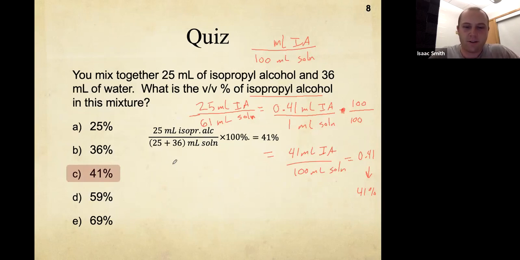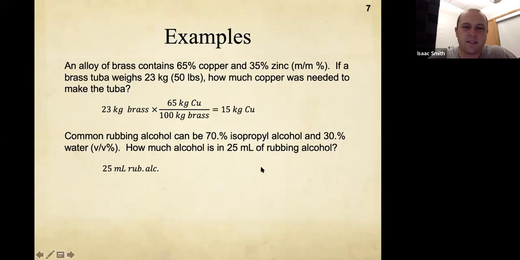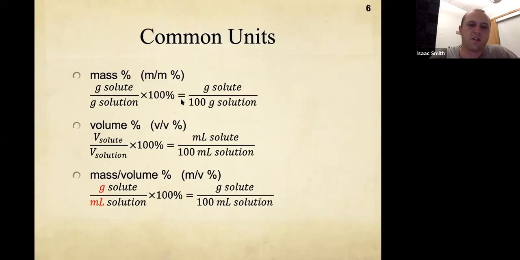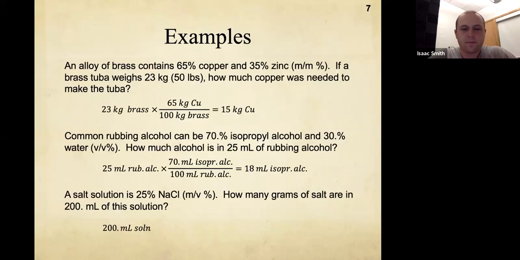Okay, so the general formula, which is actually on the slide, I think a couple slides up, is the volume of solute divided by the volume of solution times 100%. I'll go back to it to show you guys. So this shows all the formulas. For mass percent, it's grams of solute over grams of solution times 100%. Volume percent is volume over volume times 100, and mass over volume percent is grams of solute over milliliters of solution times 100%.